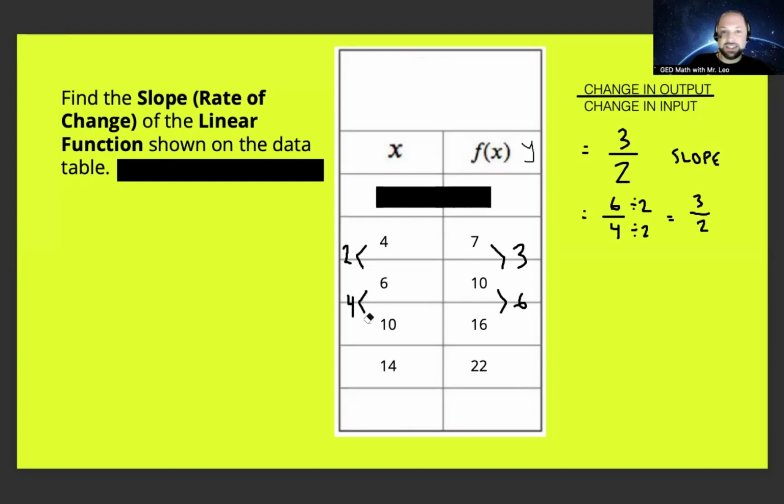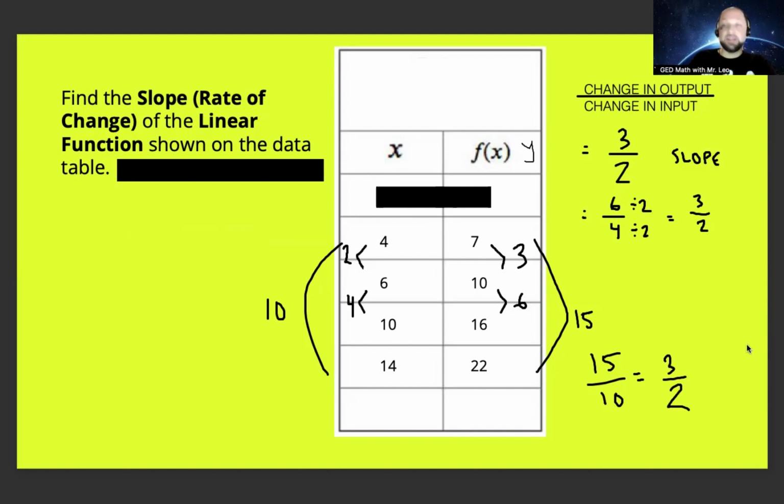And if we really want to get sneaky, you could even do that for the whole thing. Like from 7 to 22, that's kind of tricky. 7 to 22, that's a difference of 15. And from 4 to 14, that's a difference of 10. So that would be 15 over 10. Change in output is 15 while the input changes by 10. Reduce that fraction, you still get 3 over 2. Very nice. This is change in output over change in input.